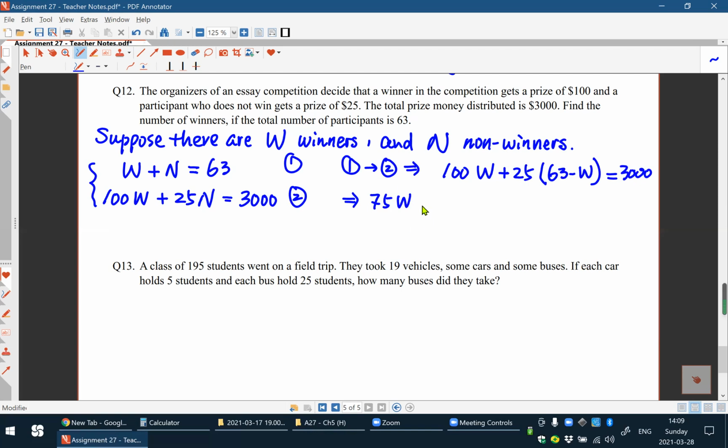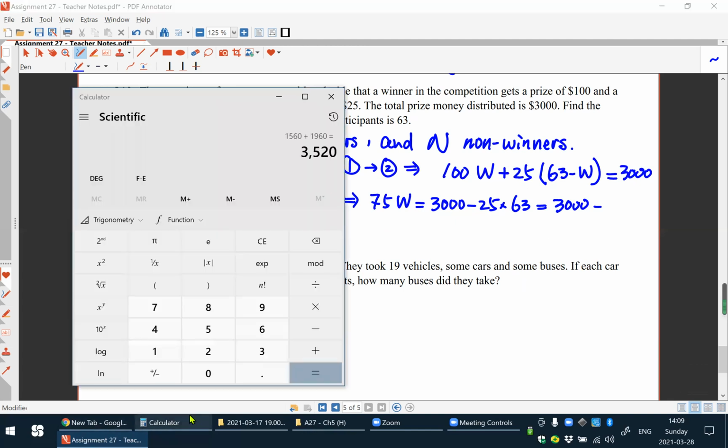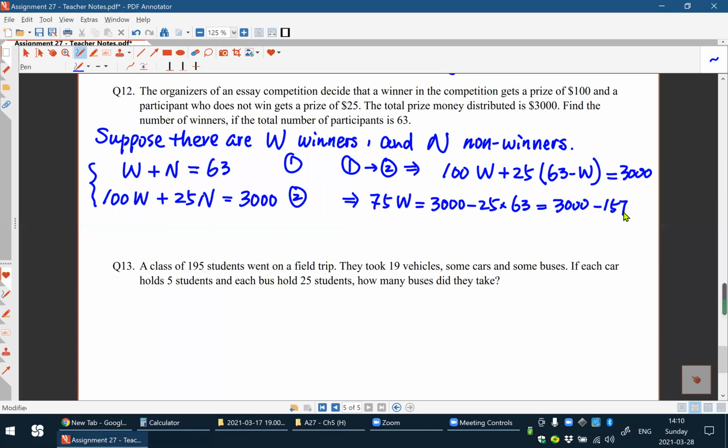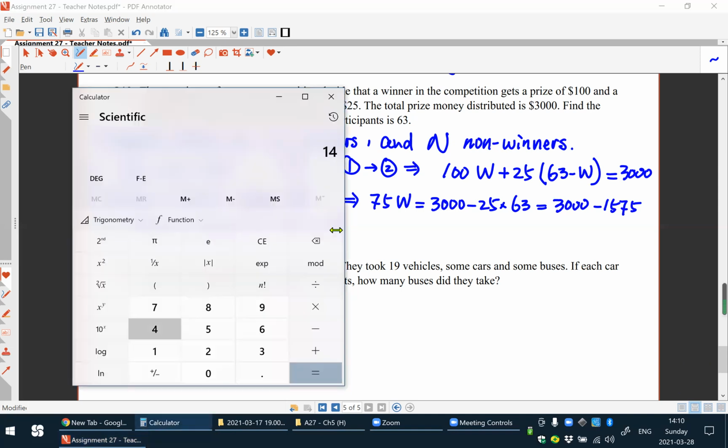Okay, so this means 75W is 3,000 minus 25 times 63, right? Okay, so this is 3,000 subtracted by, okay, here we use a little trick. I don't want to calculate it manually, so let's use a calculator here. 1575. Okay, so 75W equals 1425. That means W is 19, right?